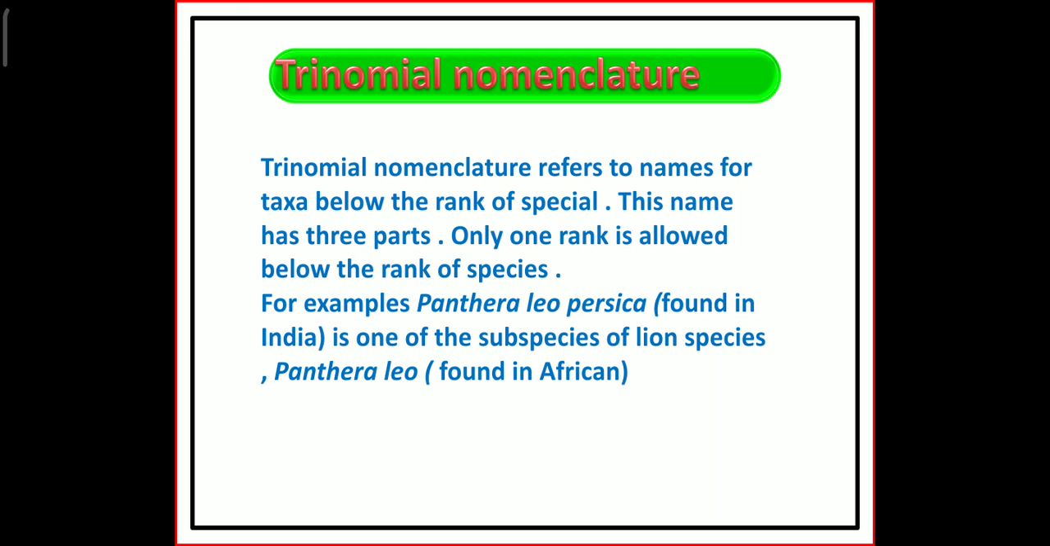Now the trinomial nomenclature. Trinomial nomenclature refers to names for taxa below the rank of species. This name has three parts. Only one rank is allowed below the rank of species. For example, Panthera leo persica found in India is one of the subspecies of the lion species Panthera leo found in Africa.